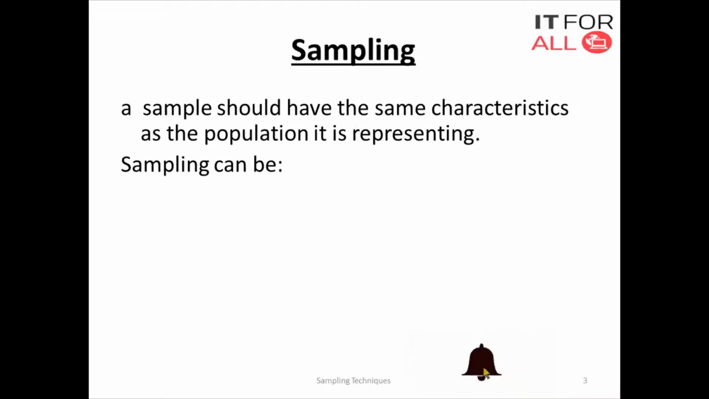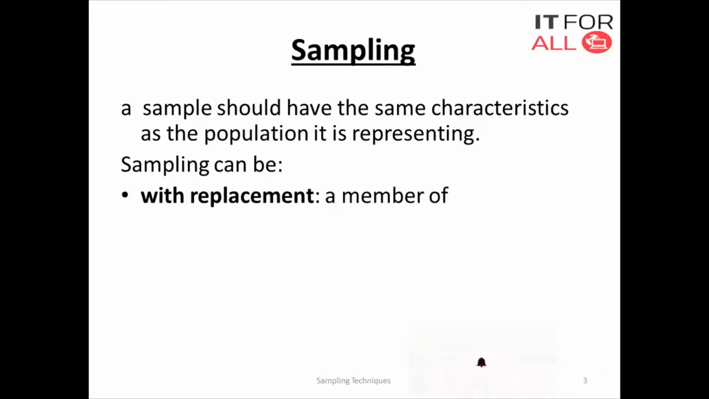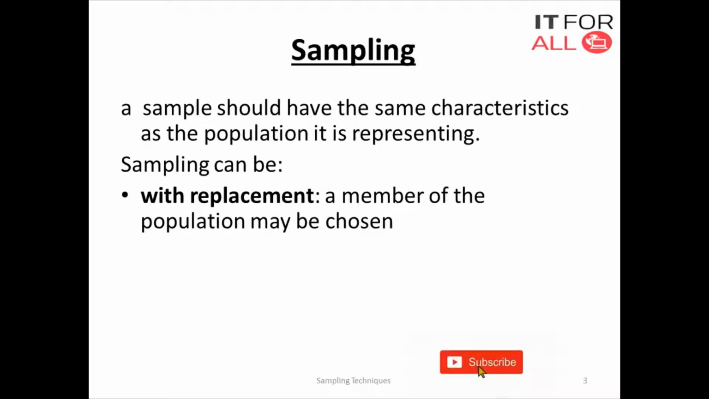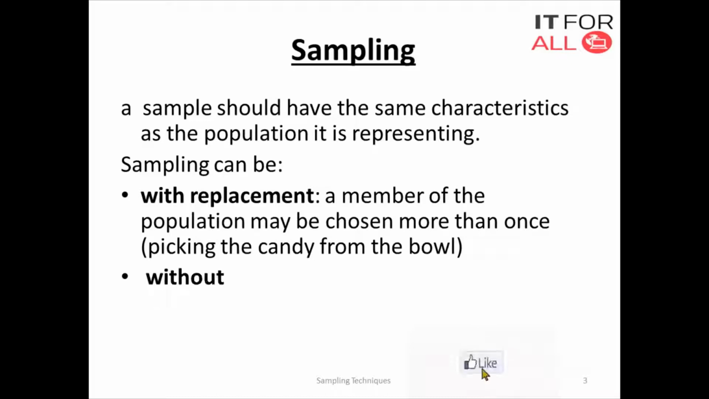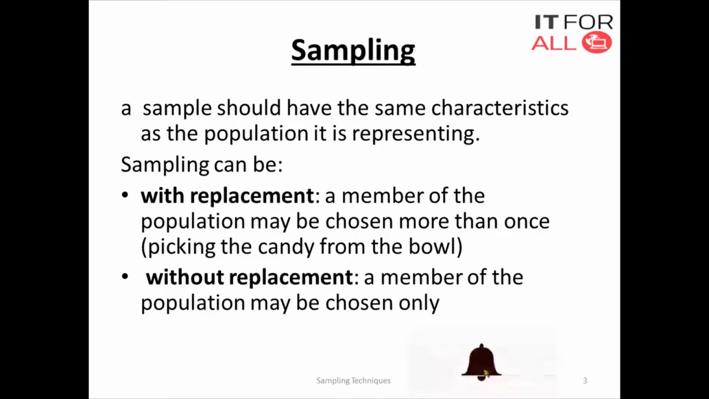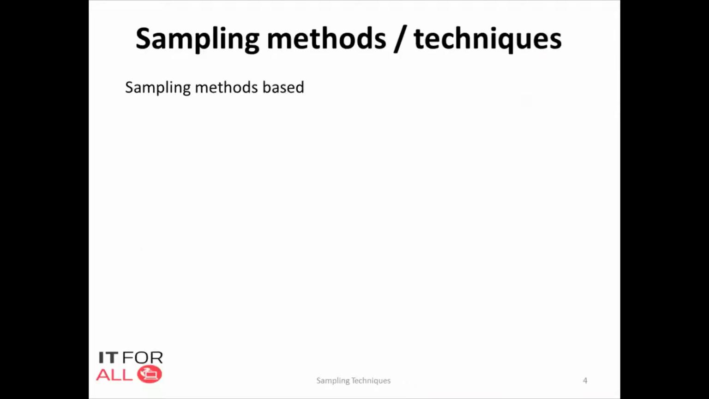Sampling can be of two types, with replacement and without replacement. With replacement, a member of the population may be chosen more than once, like picking candy from a bowl. So it is non-probabilistic sampling. Without replacement, a member of the population may be chosen only once, like lottery tickets, etc.